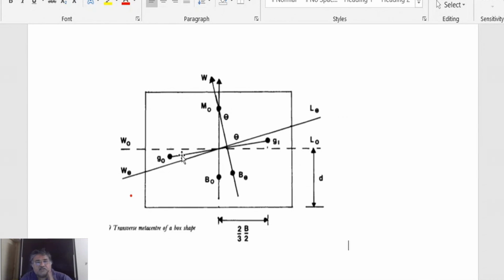Now let us see this. Initially, its center of buoyancy is at B0, and finally its center of buoyancy is at B theta, and its metacenter is M0. So let us see what it comes to. This figure is required actually, but we'll come to it.